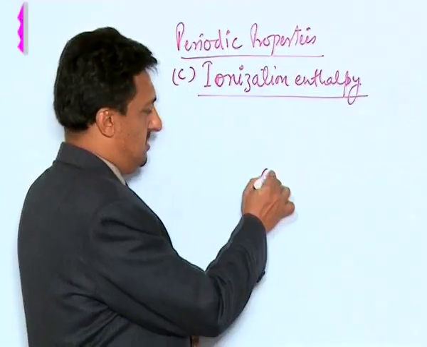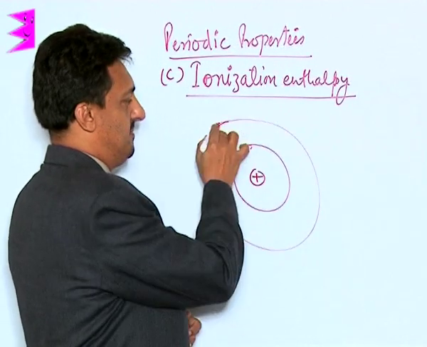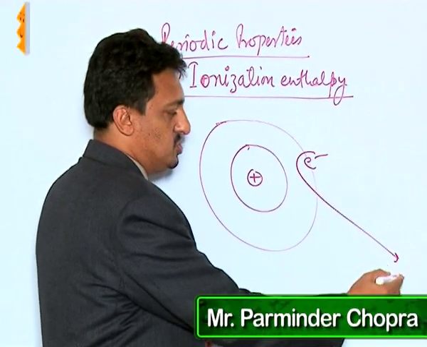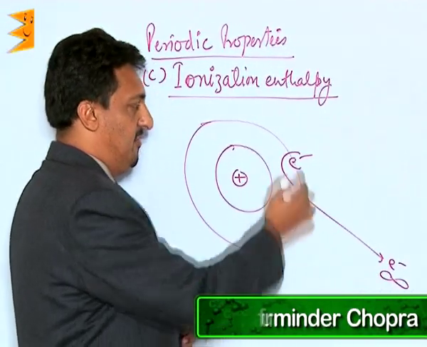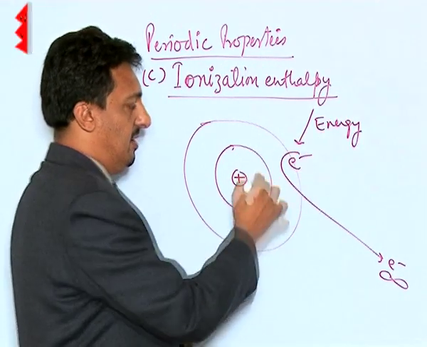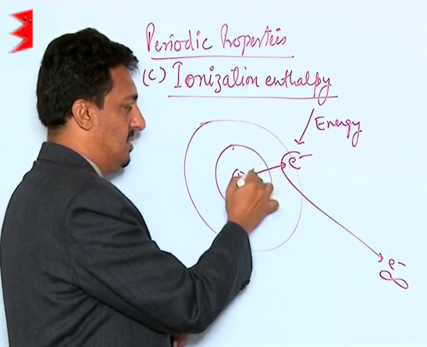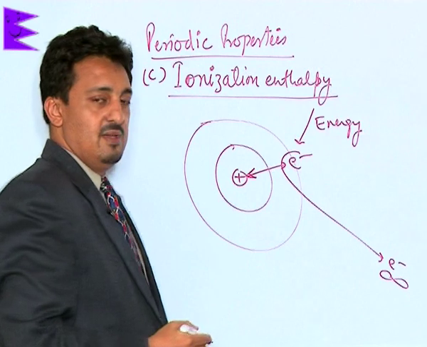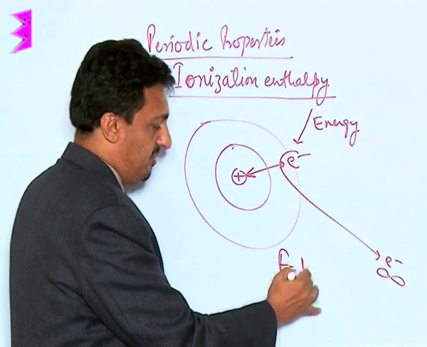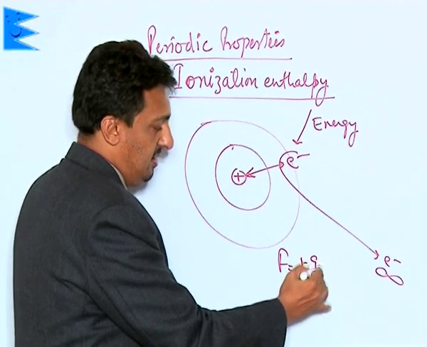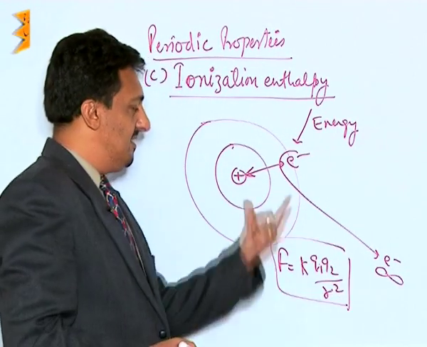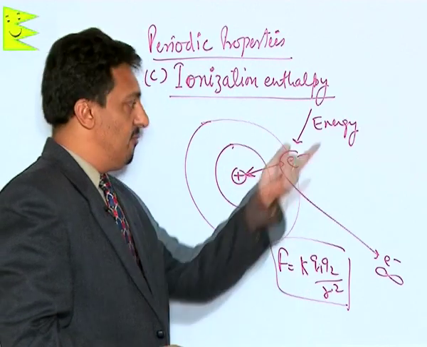So if this is our atom, and this is the valence electron, we want to remove this electron from the atom to infinity. Definitely we have to give energy to this electron, because this electron has with the nucleus the electrostatic or Coulombic force of attraction. Now we know this electrostatic or Coulombic force of attraction is F = K Q1 Q2 / R². So the smaller the distance of the electron, the stronger is the force, and more energy is required.